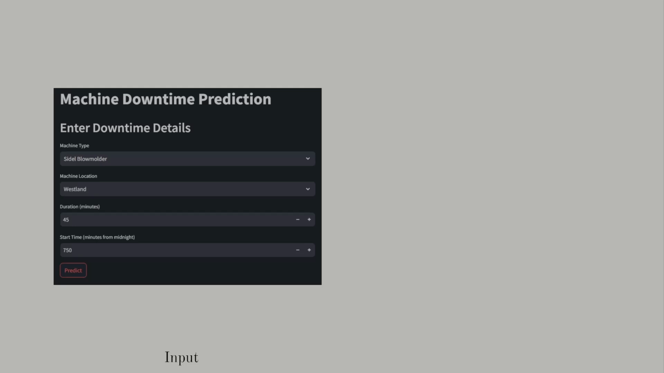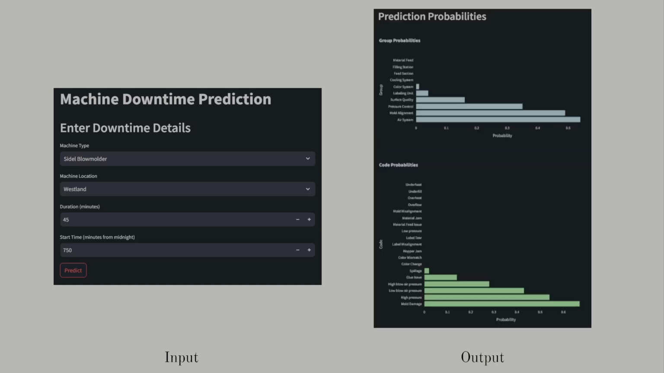So here is what the UI looks like. The user enters these three pieces of information using the drop downs or typing, and the application then loads the pickle file and uses that to predict the probabilities of certain groups and codes, which are more likely to be the cause for the downtime.